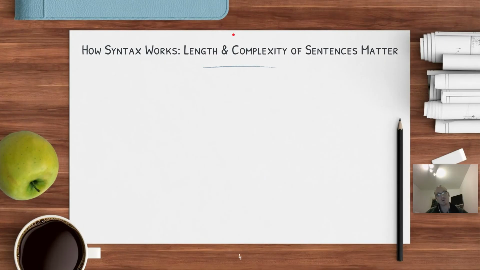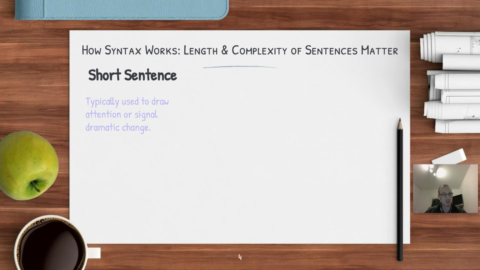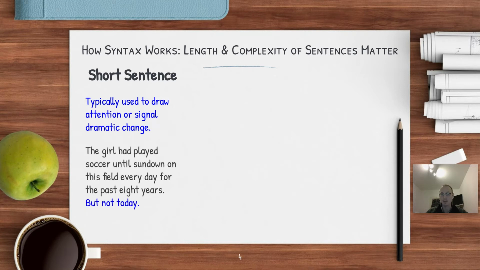So the way syntax works, right? The length and complexity of a sentence matters as far as its impact on the reader. Short sentences typically are used to draw attention or to signal a dramatic change. So for example, the girl had played soccer until sundown on this field every day for the past 8 years, but not today, right? Short sentence all by itself. It's not even a full sentence, it's a fragment, but that's signaling to us that there's going to be some kind of major change.